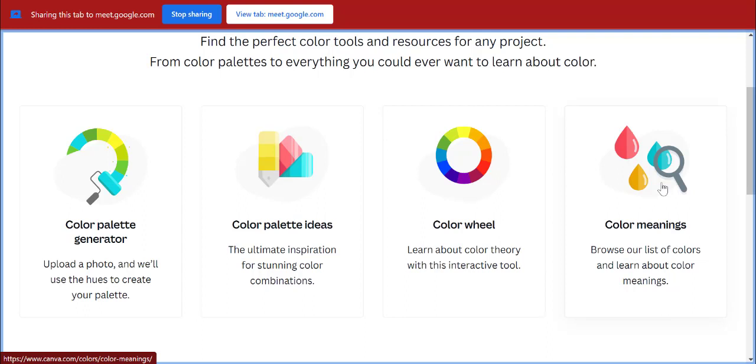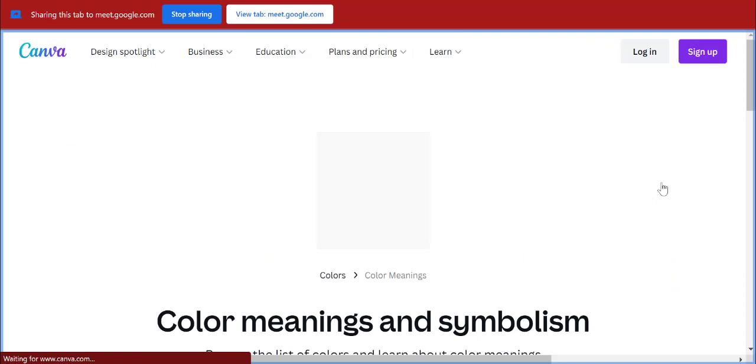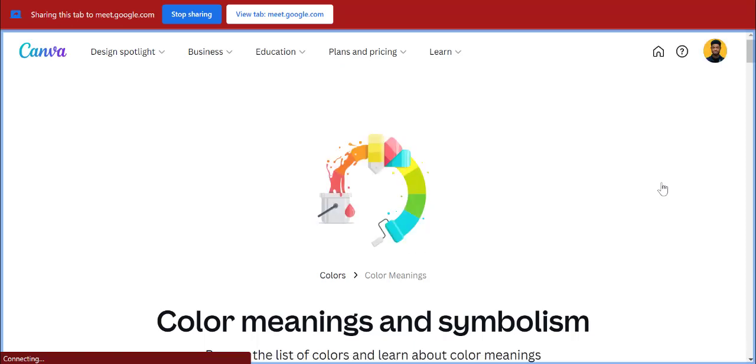So today we'll be dealing with color meanings. So let me just click on it. We're going to browse through both the primary and secondary colors. We're going to browse through the meaning of our primary colors, our secondary colors, and our tertiary colors. Our tertiary colors are the neutral colors we all know: the black, the brown, the gray, the white, and also gold. Yes, gold and silver. So we'll go through those colors.